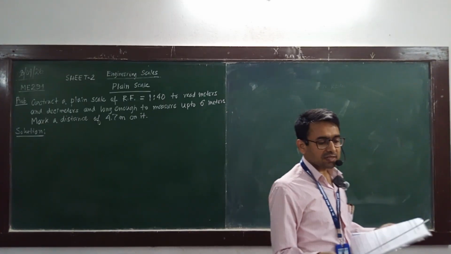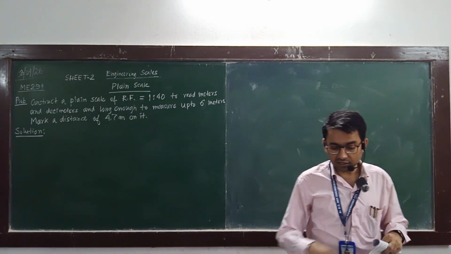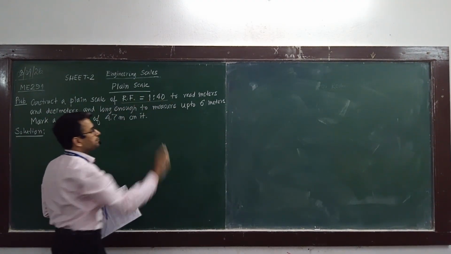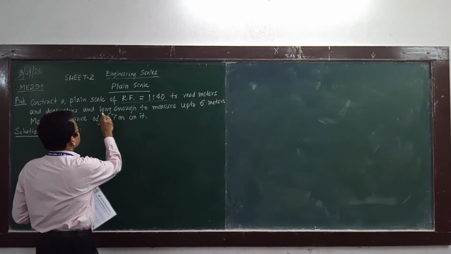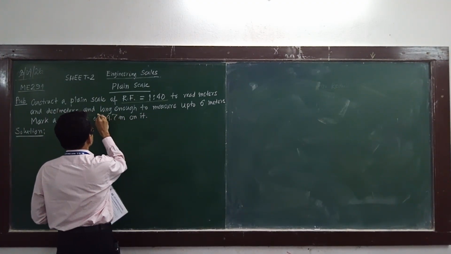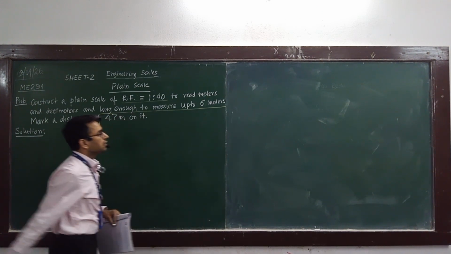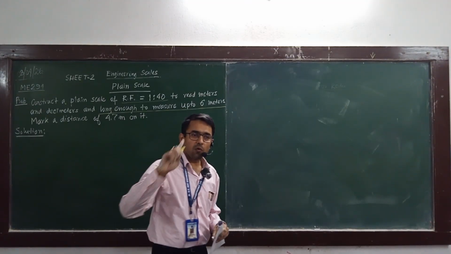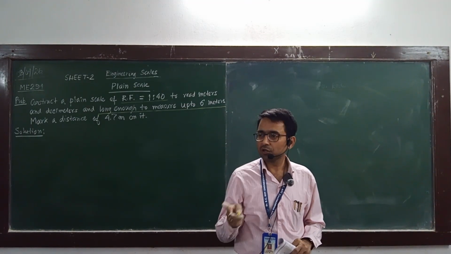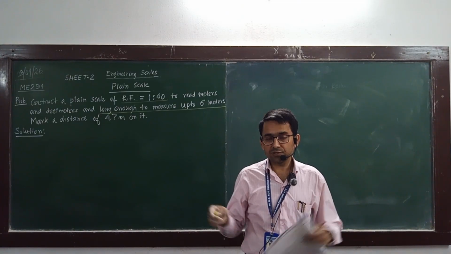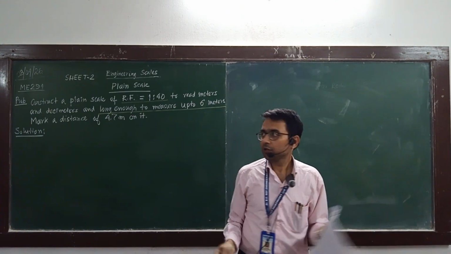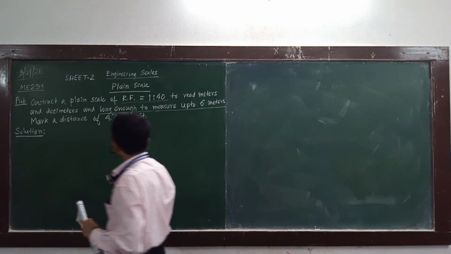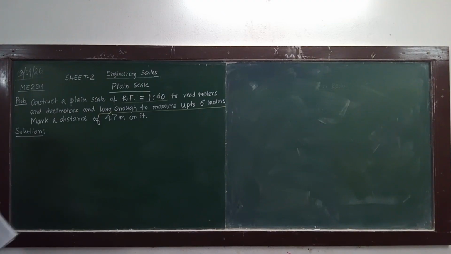Clear? And what is the maximum length to be measured? So let us identify. That is the first job. So RF is given. Long enough to measure up to 6 meters. Clear? Which one is larger, 1 meter or 1 decimeter? 1 meter. So 1/10 of 1 meter is 1 decimeter. The next thing is that this is long enough to measure up to 6 meters.